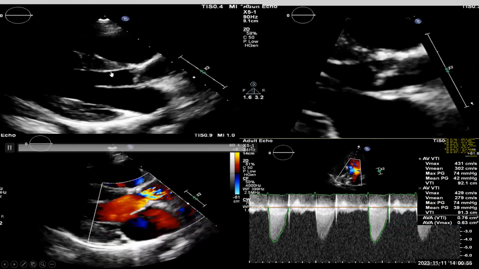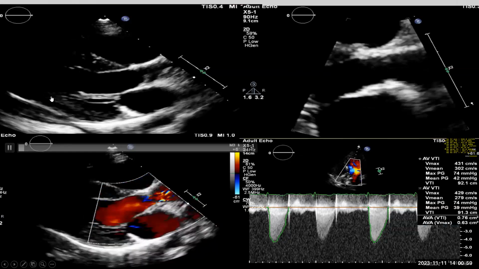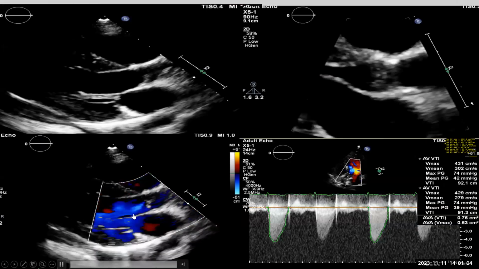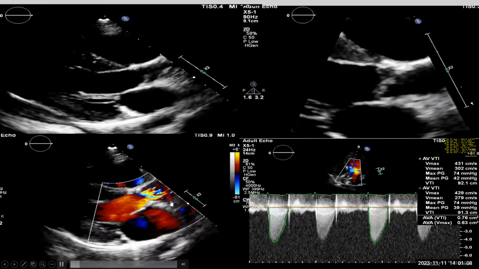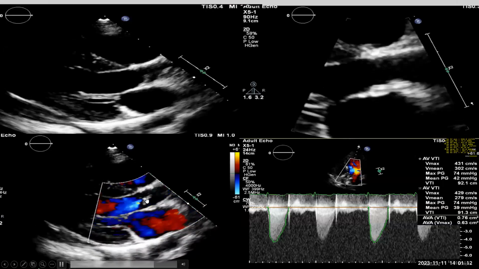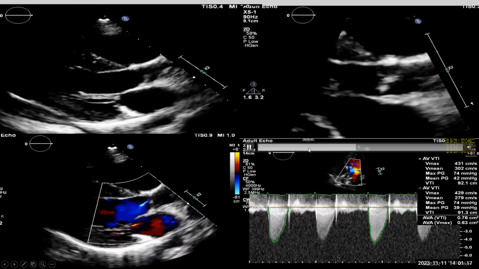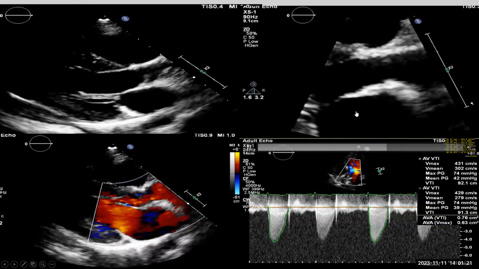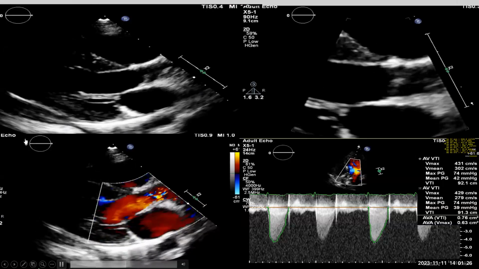So do you think there is any abnormality by 2D here in the subvalvular region? You can see here, no. And even by color flow, there is no flow acceleration across the LVOT. But you can appreciate that there is some flow acceleration started distal to the aortic valve, as you see here. Go back and concentrate on 2D. You can see there's some membrane here, and this is likely the cause of this stenosis. So this is supravalvular aortic stenosis.